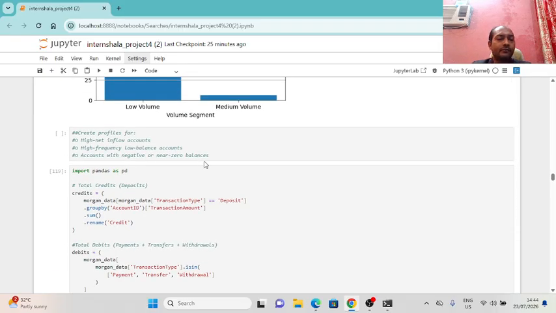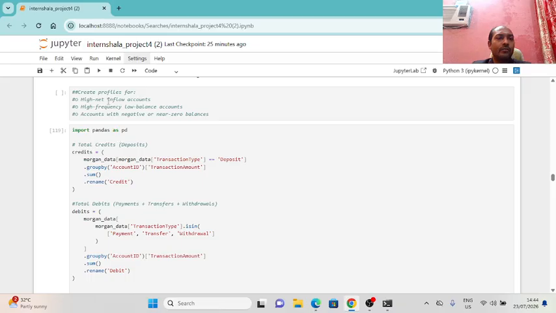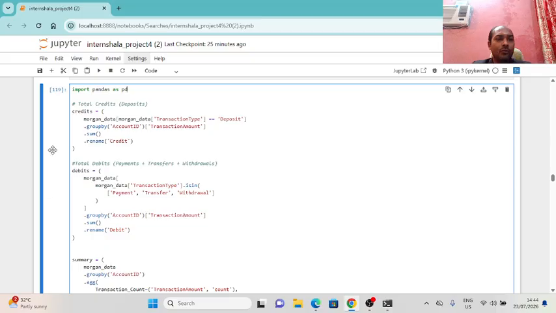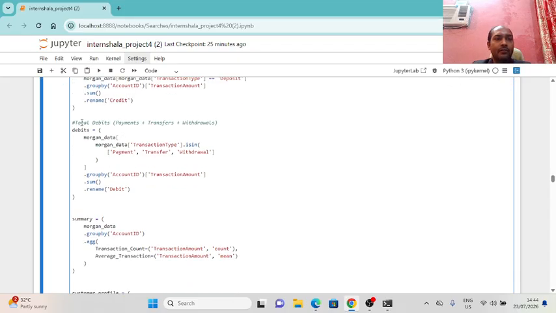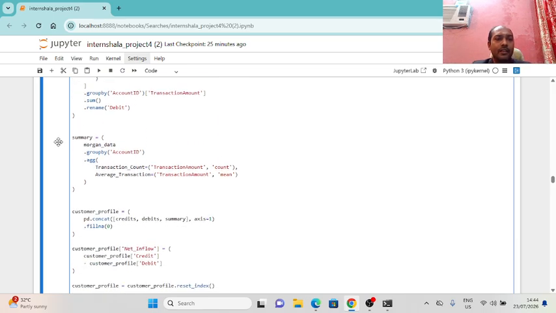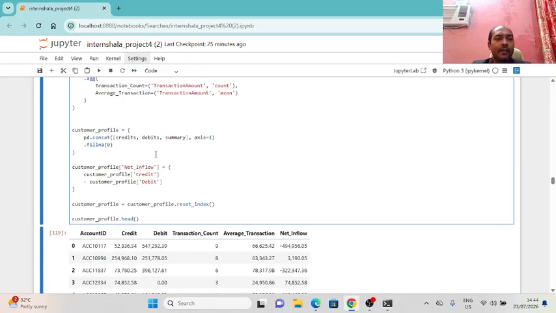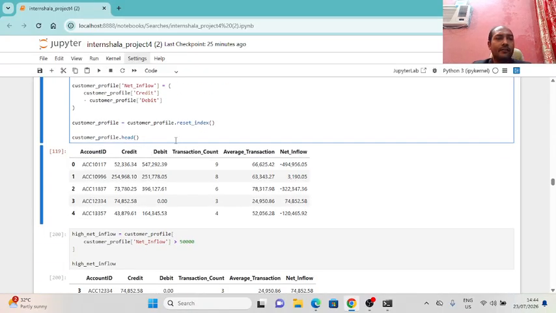Next, we have to calculate the high net inflow accounts, high frequency low balance accounts, and the accounts with negative or near zero balance. So first of all, I have calculated all the credits. Then I have calculated all the debits, total debits, like payment plus transfer plus withdrawal, and then we calculated the summary. After all the calculations, we have the customer profile, like credit and debit and total net flow. Credit minus debit is total net flow.